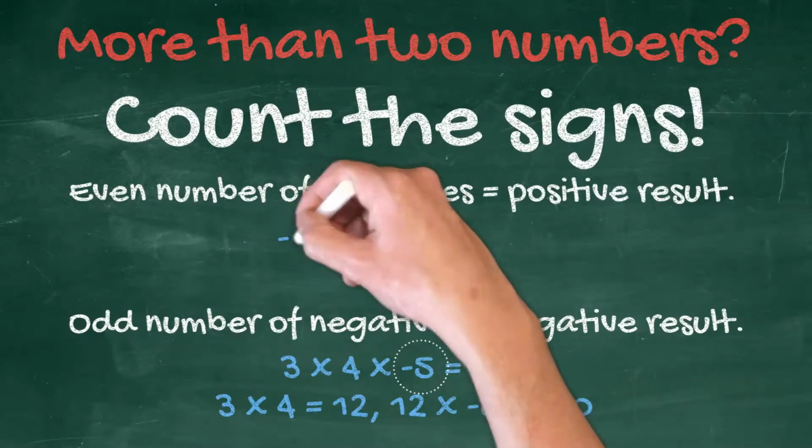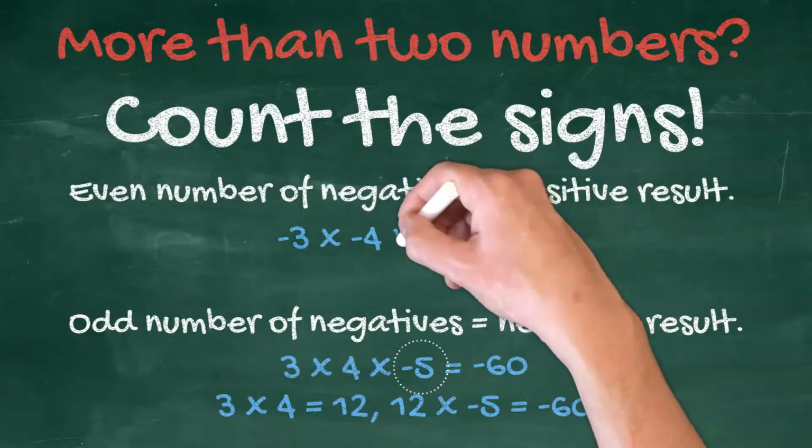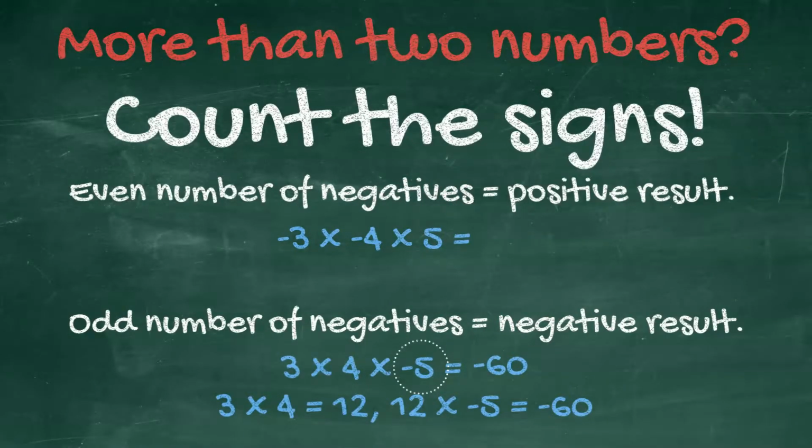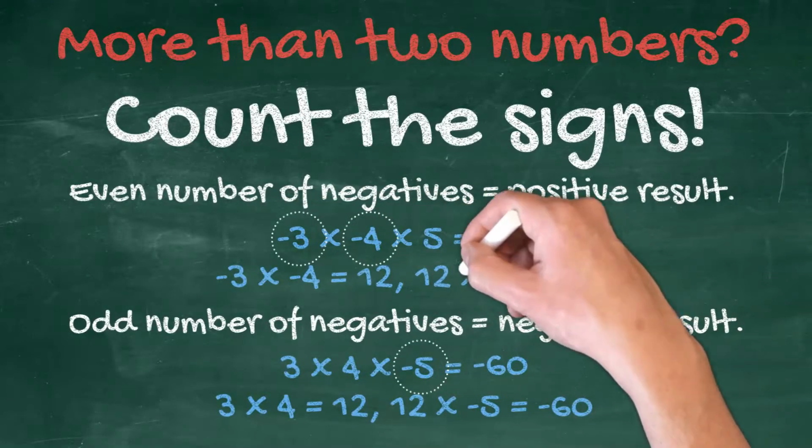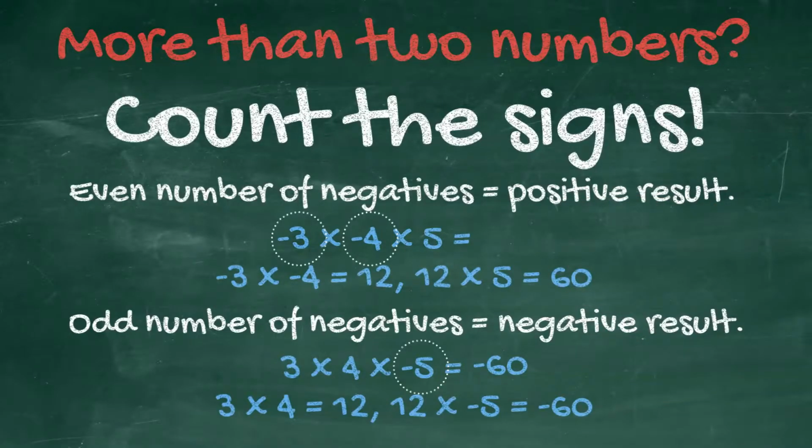If we change the problem to -3 times -4 times 5, we now have two negative numbers. -3 times -4 is 12, and 12 times 5 is 60. The result is positive 60.